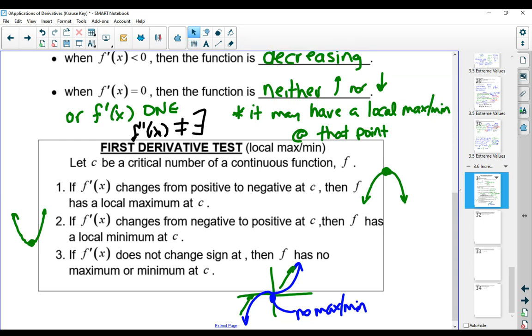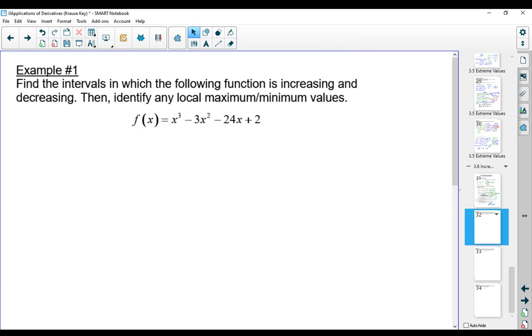In this case, it's called a point of inflection. All right, so we've got 3 examples to look at. The same question for every single example. It's just that we're looking at different types of functions. It says find the intervals in which the following function is increasing and decreasing, and then identify any local maximum or minimum values. So the first thing we're going to do is take the derivative.